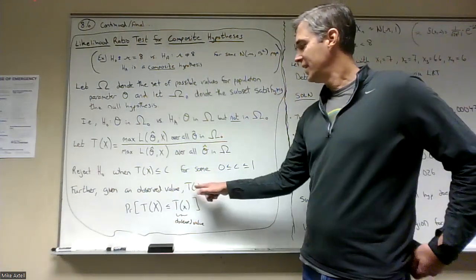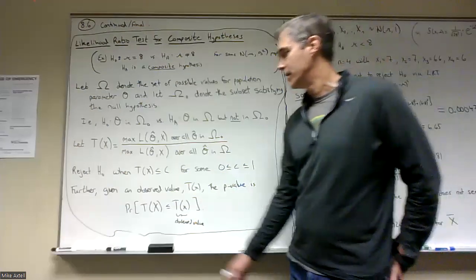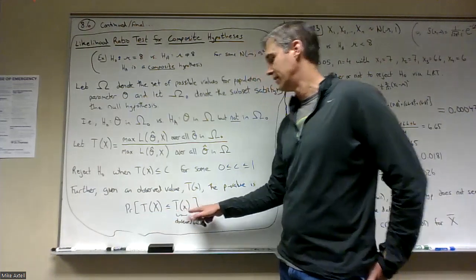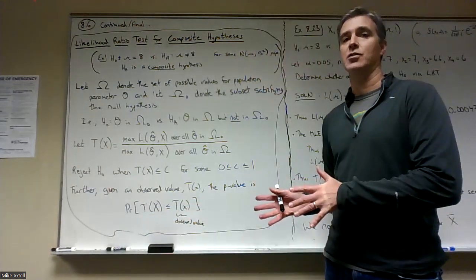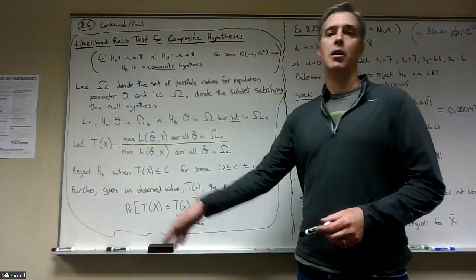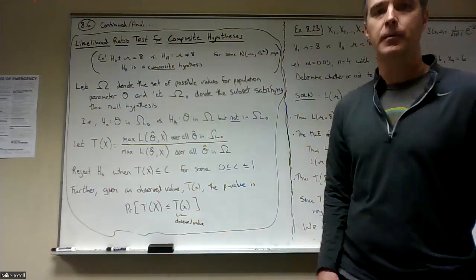Okay, and further, in this test, we can actually figure out p-values as well. If we observe t of little x, then the p-value is the probability that t of any X is less than or equal to t of little x. So that's the as extreme or more extreme. The more extreme would be a smaller likelihood ratio.